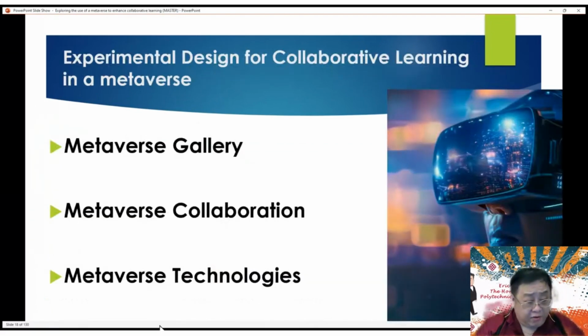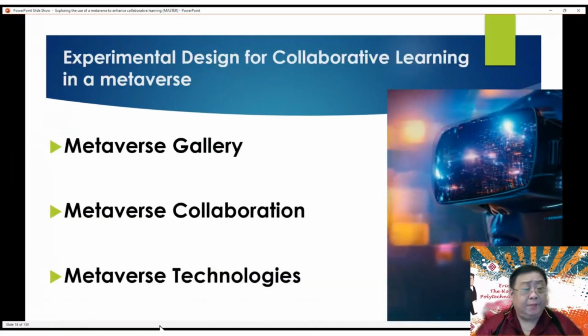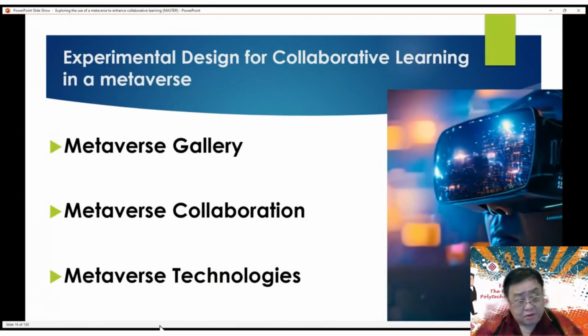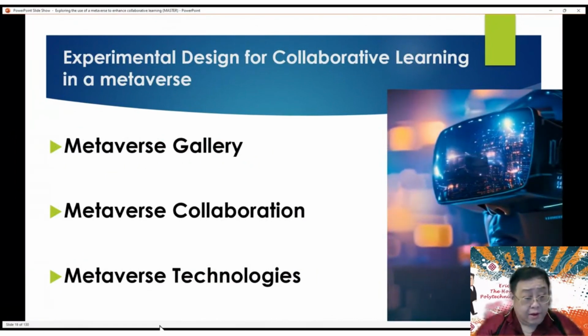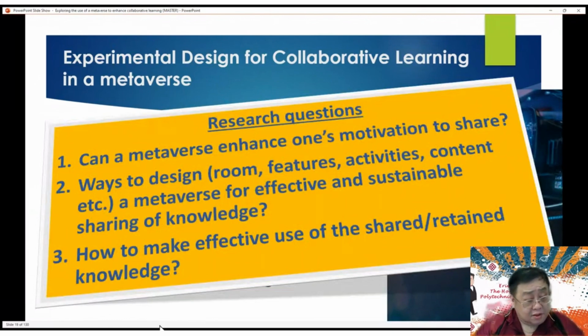Okay, so the major part of this project that is now completed are these three things. Through the use of 3 different types of metaverse, which I will explain and give you demonstrations later on, I want to explore these research questions. So overall speaking, can a metaverse enhance a student's motivation to share? More than just the aha, more than just the wow effect. Can it be sustained, with students truly coming back to the metaverse and trying to learn more and more, right?